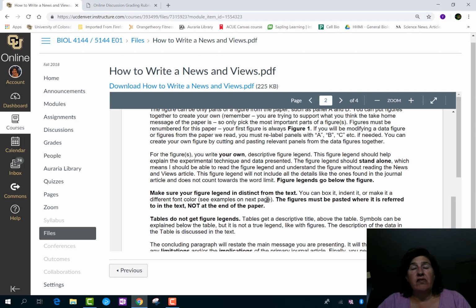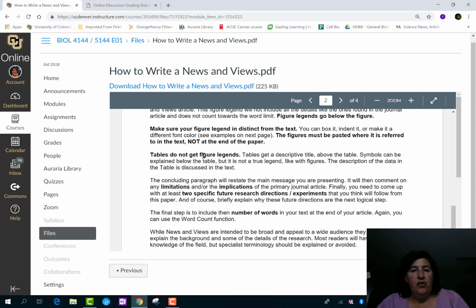You're going to make your own figure legend. So not a typical figure legend where this means this and this means this. It's more of a summary, so that I can read the figure legend, look at the figure data that you're presenting, and understand what's going on. If you use a table for some data, tables get a title, but they do not get a figure legend.